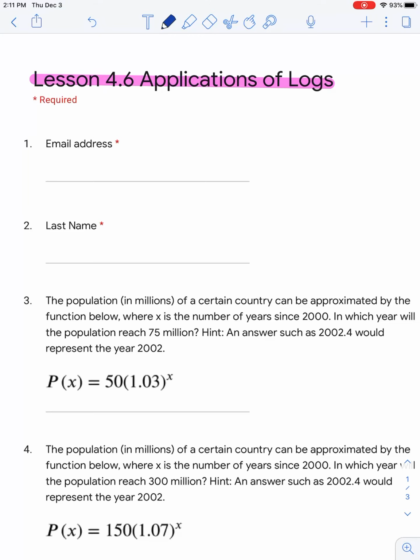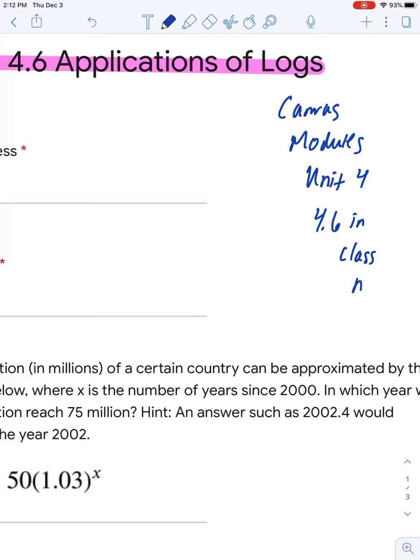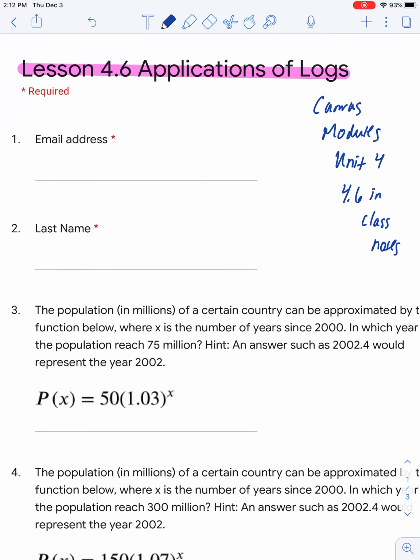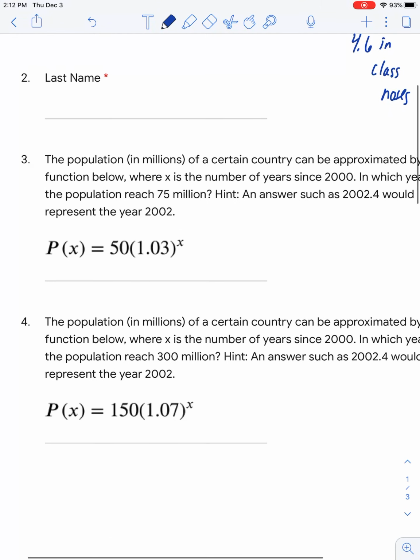If you haven't gotten here yet, just a reminder, you get this under Canvas, Modules, Unit 4, and it's 4.6 in class notes. Also, make sure you're logged in under your school account to access this Google form. If at any time I'm going too fast, pause me, rewind me, do whatever you have to do. First and foremost, I need your email address. I think it automatically collects it for you, and make sure you put in your last name.